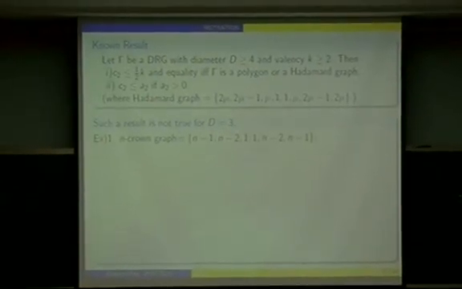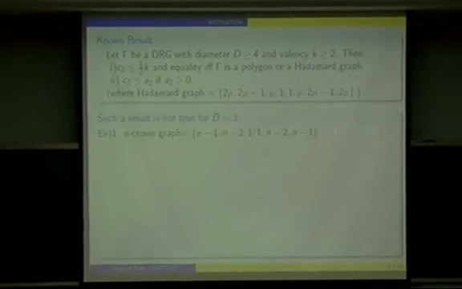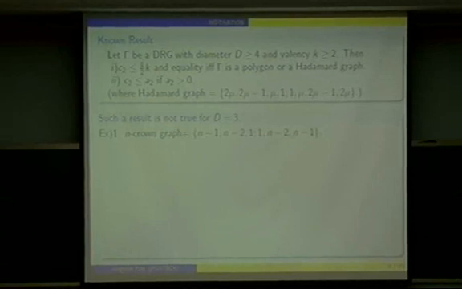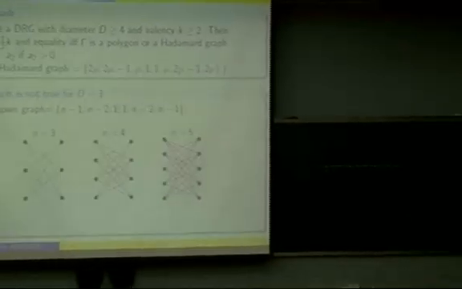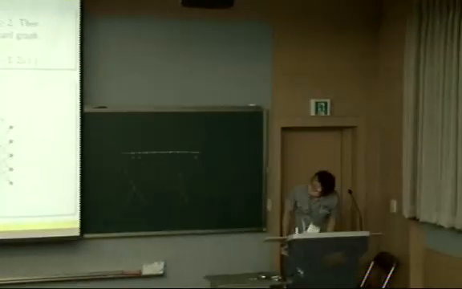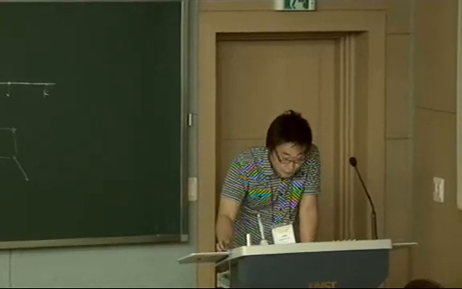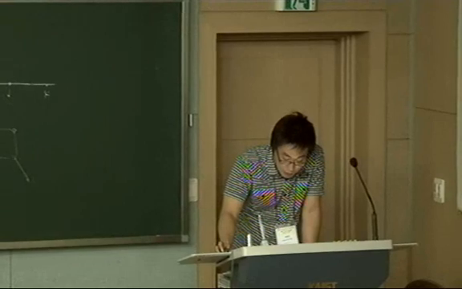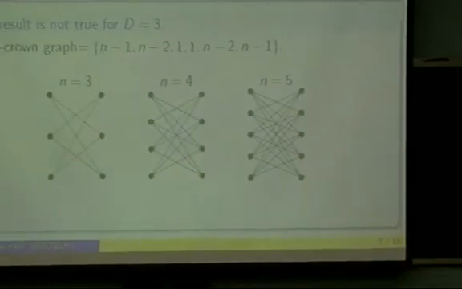For example, the n-crown graph is a distance regular graph with intersection array {n-1, n-2, 1; 1, n-2, n-1}. If n is small, the shape is like this. And if n is at least 4, then here c_2 is bigger than half of k. So this is an exception to the first condition.